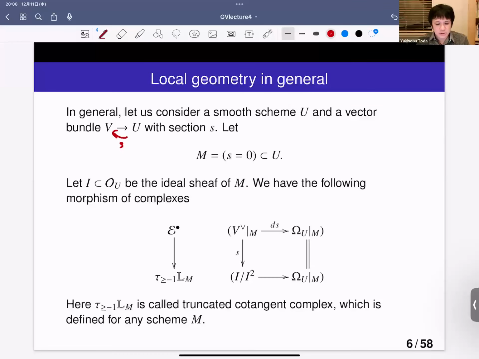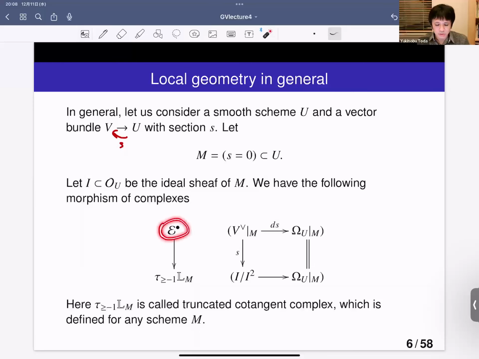And then let's take the zero locus of this section, which I denote by M. So this is M equals 0. Then, starting from this data, we can define this diagram of complexes. That is, let I be the ideal sheaf of M. This is nothing but the ideal generated by the equation given by S. So then we have the following morphism of complexes.